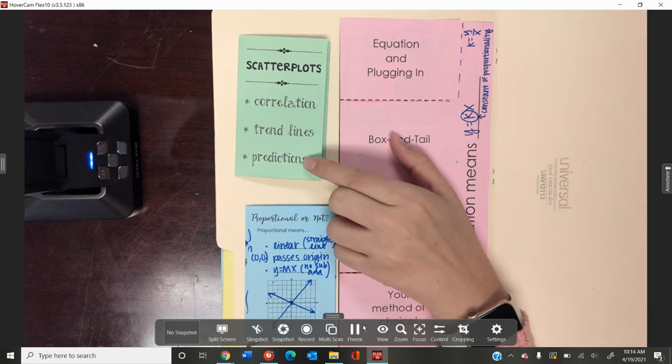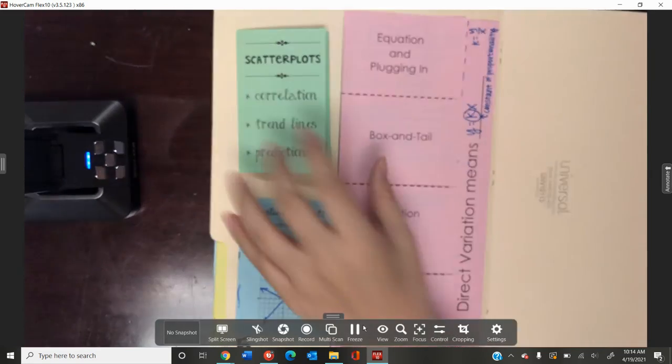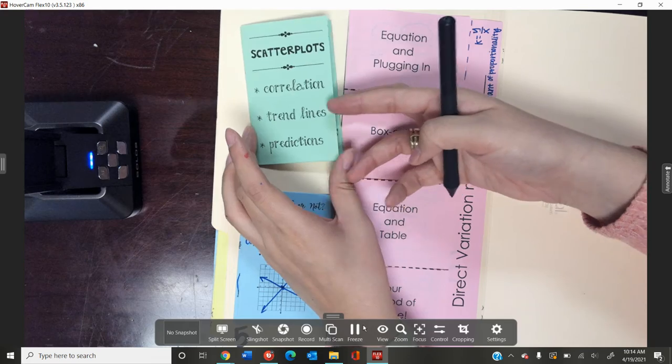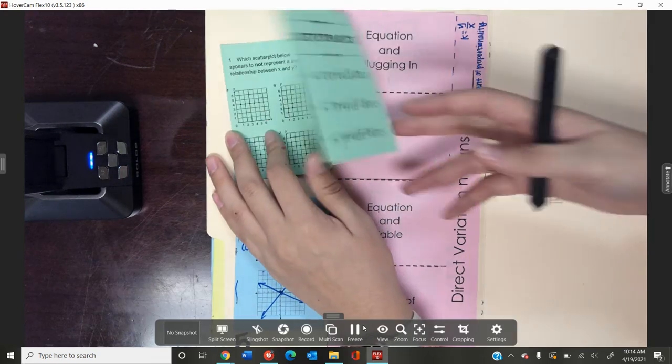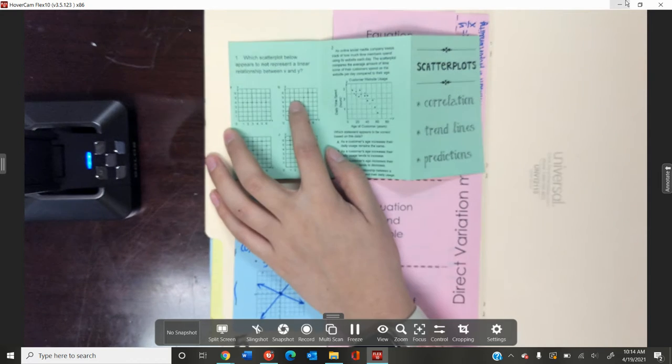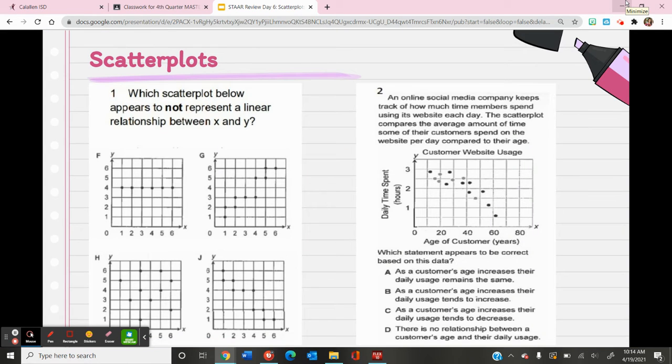We're going to be drawing trend lines to make predictions of these graphs. So the way this works is we're going to open this up, and we're going to start off by looking at number 1 here. So let's go back to our Google slide. Number 1, which scatter plot below appears to not represent a linear relationship? So if I'm trying to see which one does not form a linear relationship, it should not follow a straight line. So looking at F, I see all my points right here. If I were to draw a line, it follows the line. So F is linear, so F cannot be my answer.